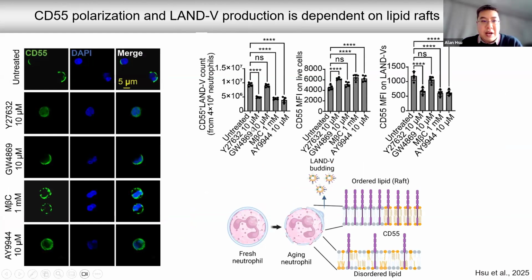And finally, we wanted to look at if we can disrupt lipid rafts and then disrupt LAND-V formation. So indeed, when we treat with MBC or AY9944, these two disruptors of cholesterol, we saw a decrease in CD55-LAND-V counts, and the CD55 MFI on the neutrophils was retained, whereas on the LAND-V it is decreased. So to finally bring us to our model: when the neutrophil ages, the CD55 polarizes where LAND-V buds from it onto the ordered lipid raft part, whereas the unordered part has less ordered lipids and less CD55.